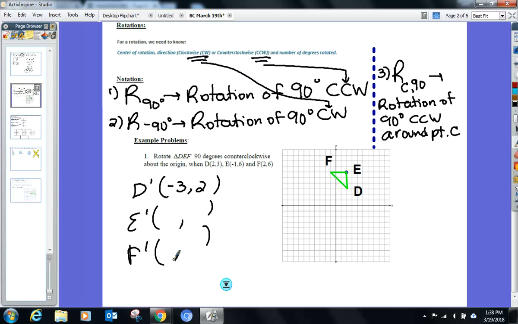All right, where's your new E prime? Keep it right there. Don't turn it back. Where's your new E prime? Negative 6, -1. Are we okay here? Okay, what about your new F prime now? -6 and positive 2. Now go back to the original XY axis and graph your new points. And you should see a triangle that's been rotated 90 degrees.